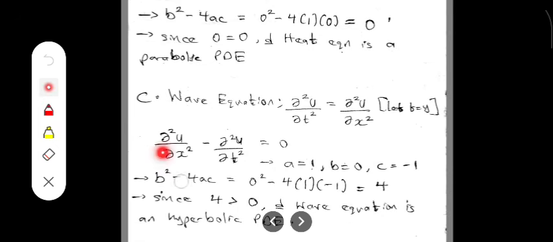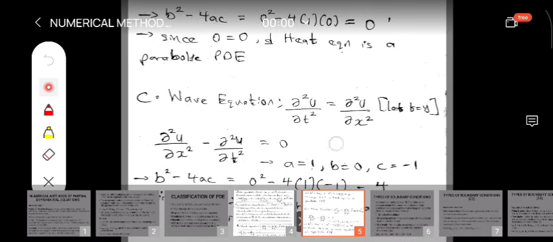Now comparing it to the general formula, a is equal to 1, b is also not given, so b is equal to 0. Now c is equal to what? Negative 1. Now substituting that into the discriminant b square minus 4ac, we have 0 square minus 4 times 1 times minus 1, which actually gives positive 4. And 4 is greater than 0. Since 4 is greater than 0, the wave equation is a hyperbolic PDE.